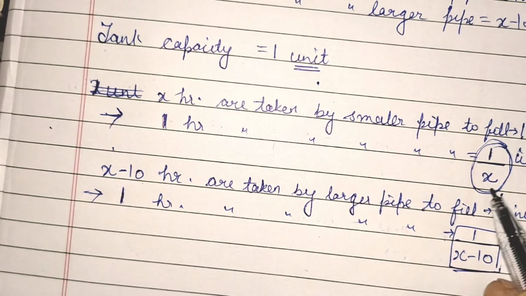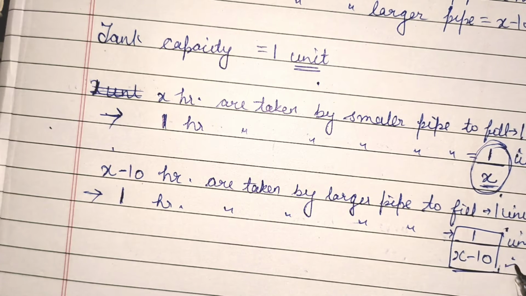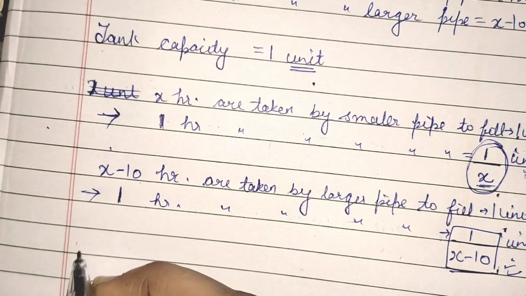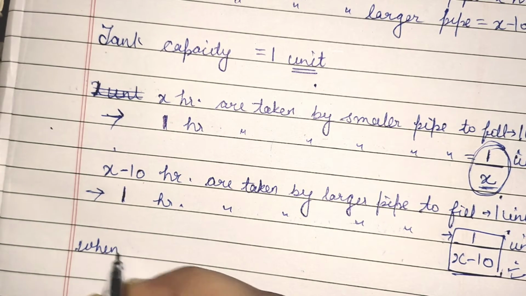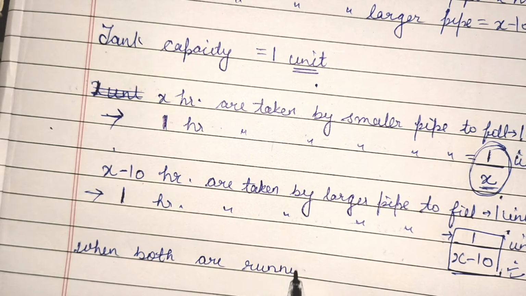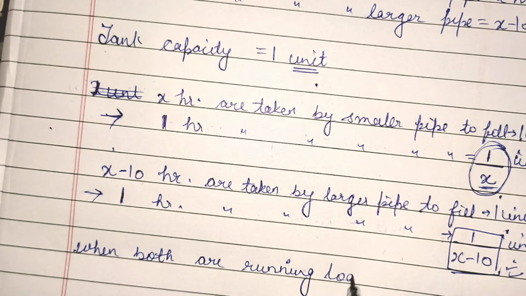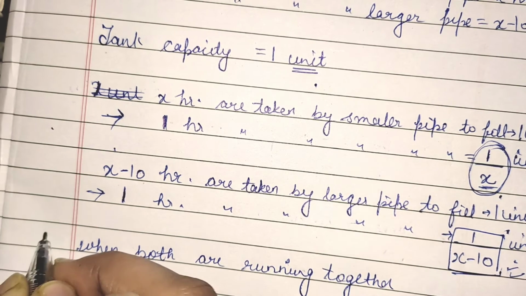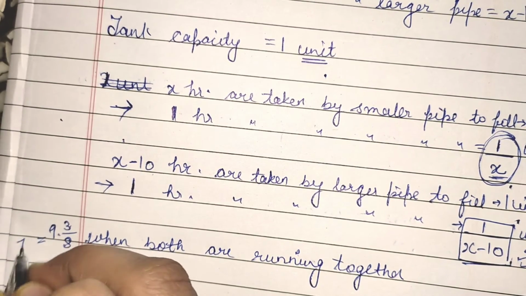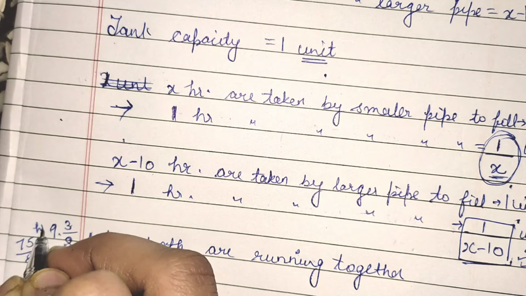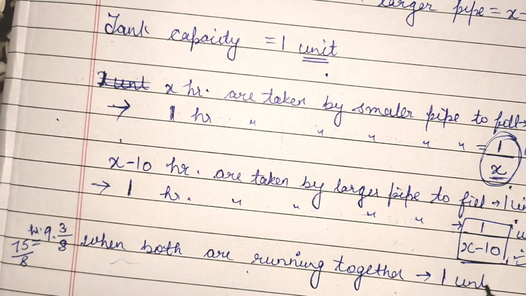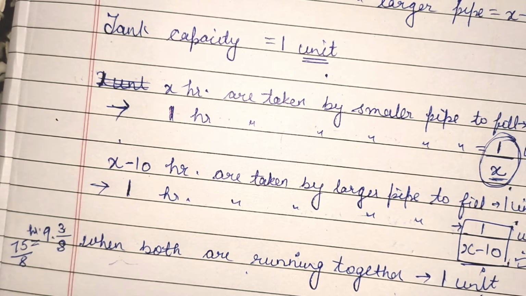Okay, so this is the work done when they are individually running, right? So what is given to us? Given to us is that when both are running together, how much time are they taking? 9 3 by 8. That means 9 times 8 is 72, 72 plus 3 is 75 by 8 hours. When both are running together, they take this much time to fill 1 unit.